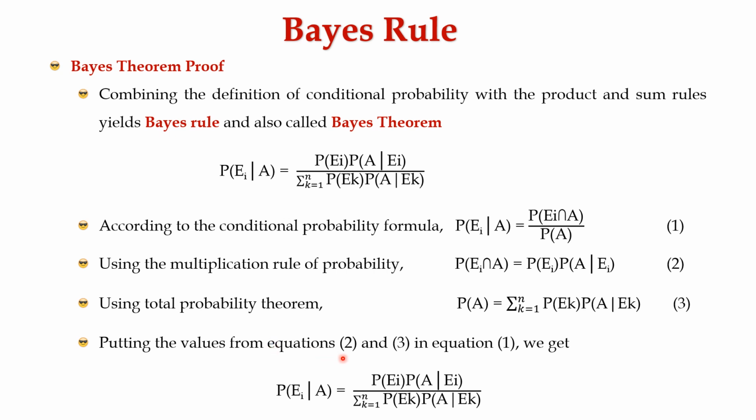Putting the values from equations 2 and 3 in equation 1, we get probability of Ei given A is equal to probability of Ei into probability of A given Ei, divided by the summation of k equals 1 to n of probability of Ek into probability of A given Ek.